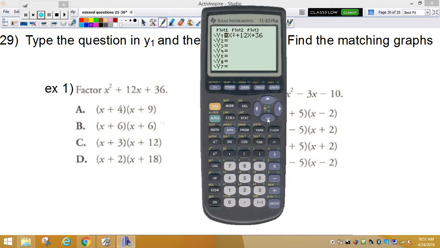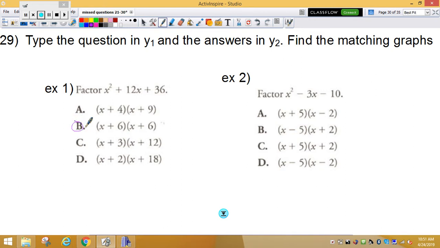So let's type in A and see if it looks like that. X plus 4 and x plus 9. So no, that's clearly not the same graph. Let's try the next one. X plus 6 and x plus 6. Graph. There's what I want my answer to be. And yep, it graphed right on top of it. So B is the graph that matches.